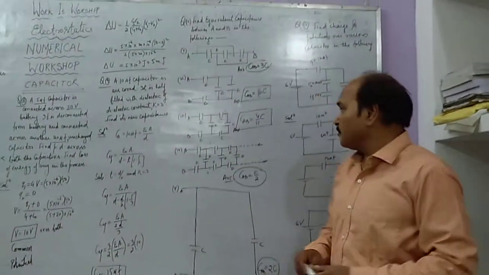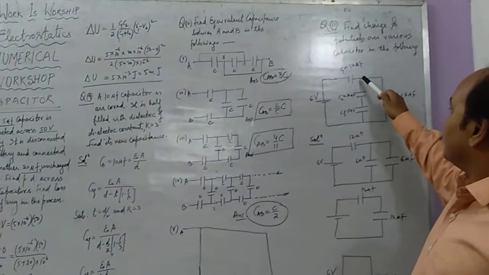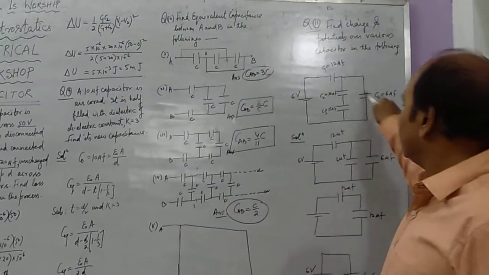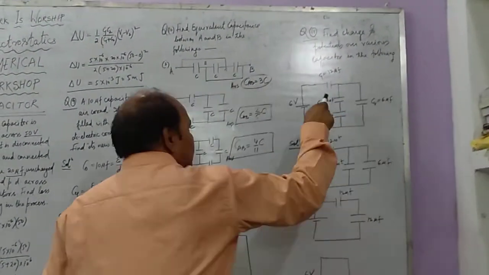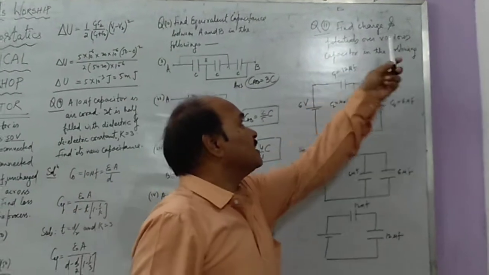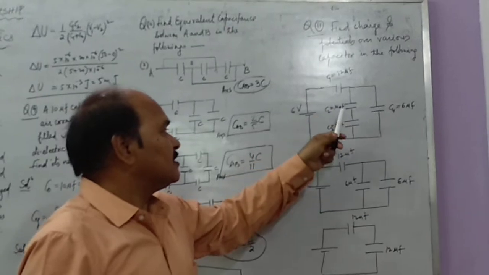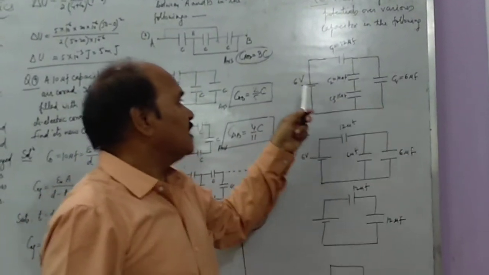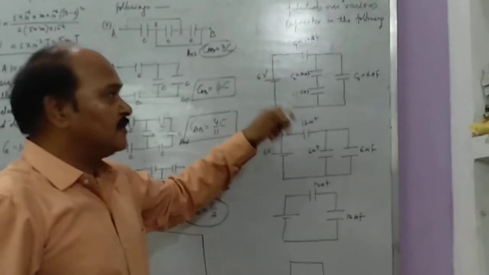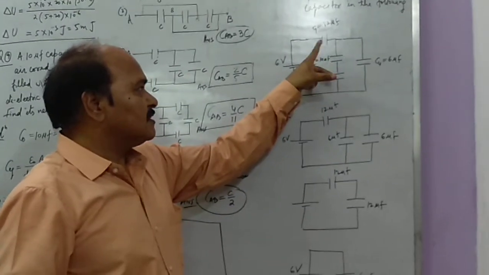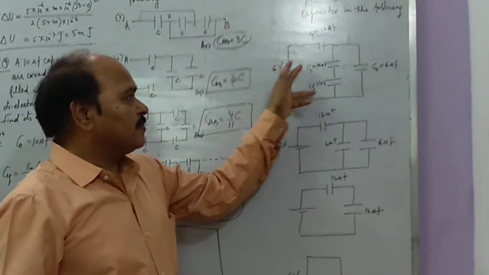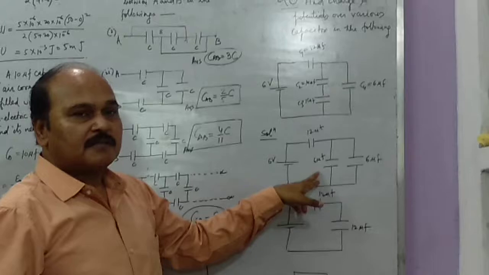In this question you are supposed to find out charge and potential over various capacitors connected here. Find charge and potential over various capacitors in the following arrangement. This is C1, this is C2, this is C3, this is C4, and this is a 6 volt battery. If we simplify the circuit, these two are in series. Their equivalent is their product upon sum, and that is 6.